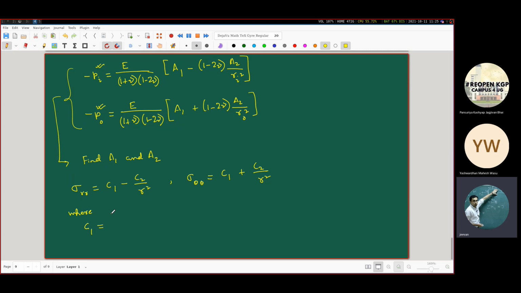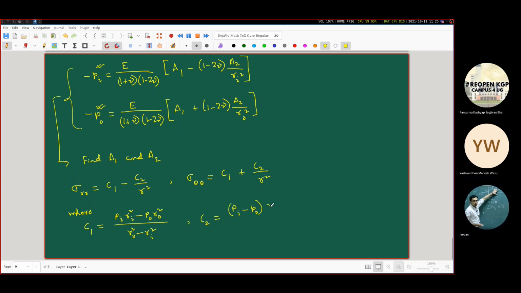C1 is equal to (Pi Ri square minus Po Ro square) divided by (Ro square minus Ri square), and C2 is equal to (Pi minus Po) times Ri square Ro square divided by (Ro square minus Ri square). Now this seems like horrendous looking expressions, but there's a nice symmetry to it.